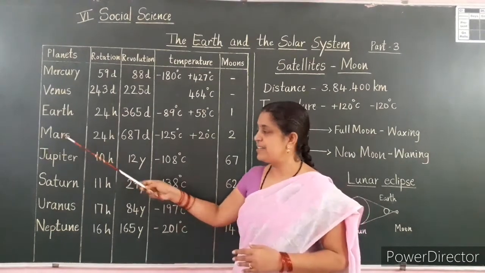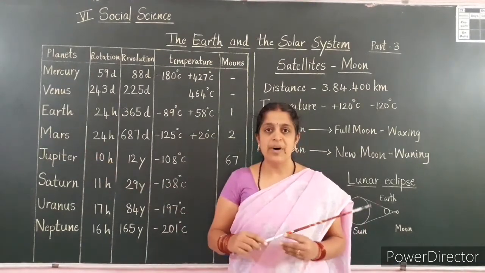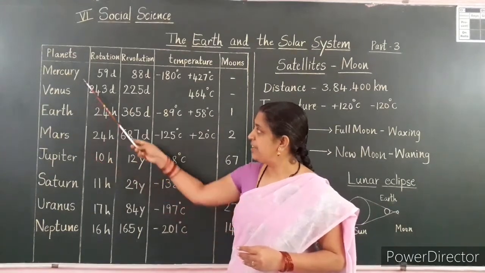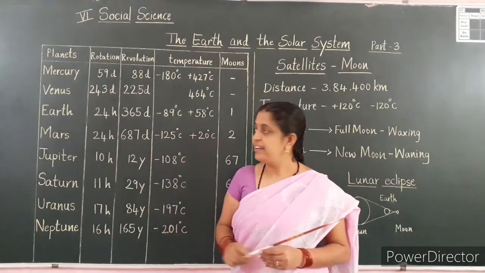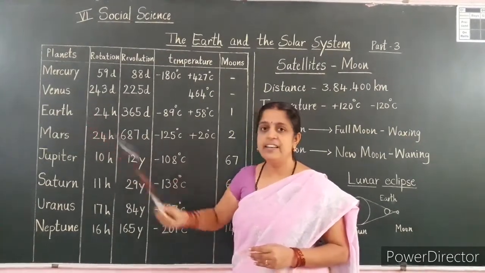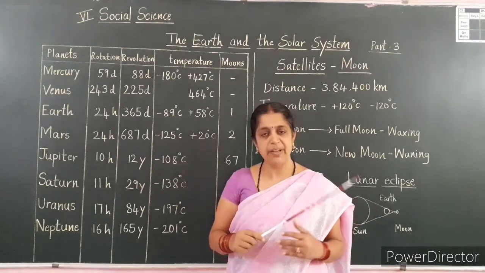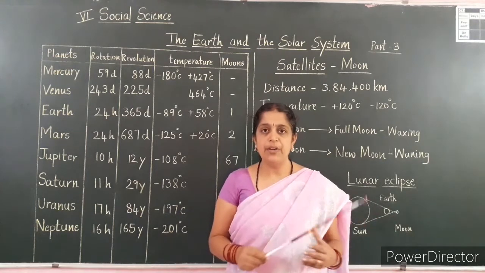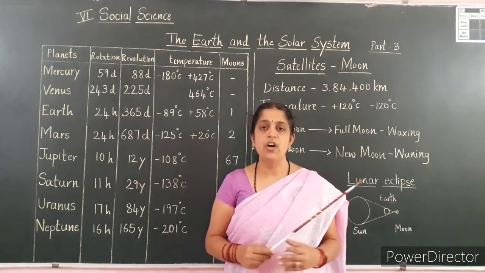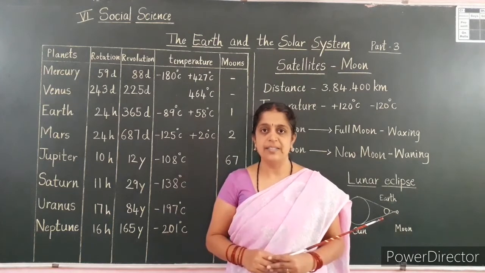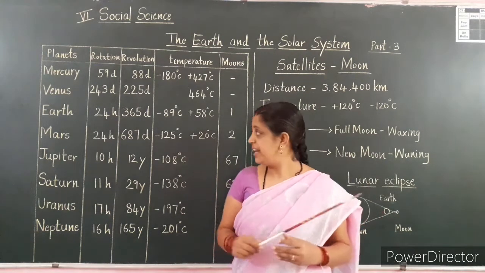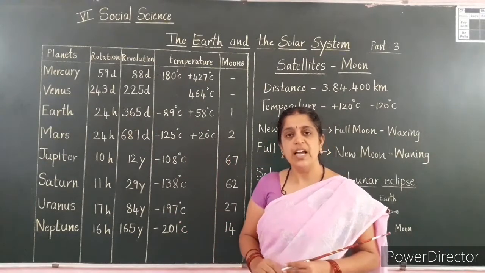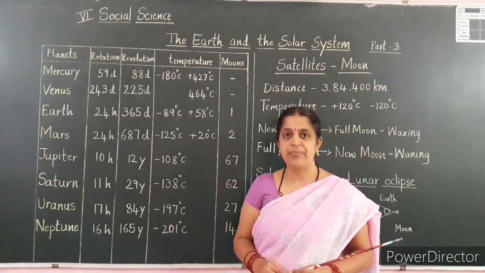Next is Mars. Mars is next to the Earth. It is bigger than Mercury and smaller than Venus and Earth in size. It looks red in color because of the presence of iron oxide on the surface of Mars. It has two moons. One is Phobos and another one is Deimos.